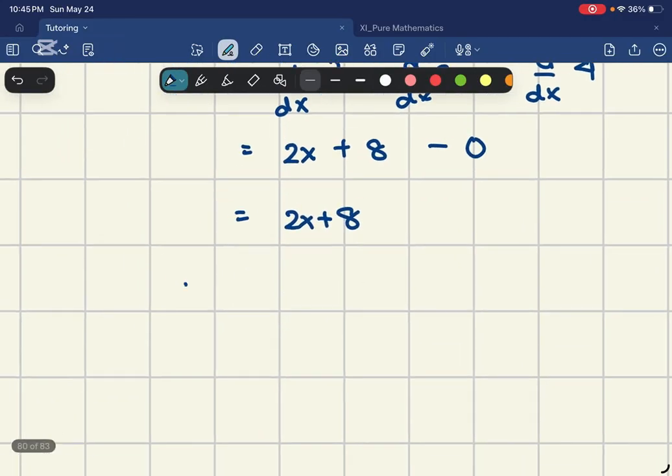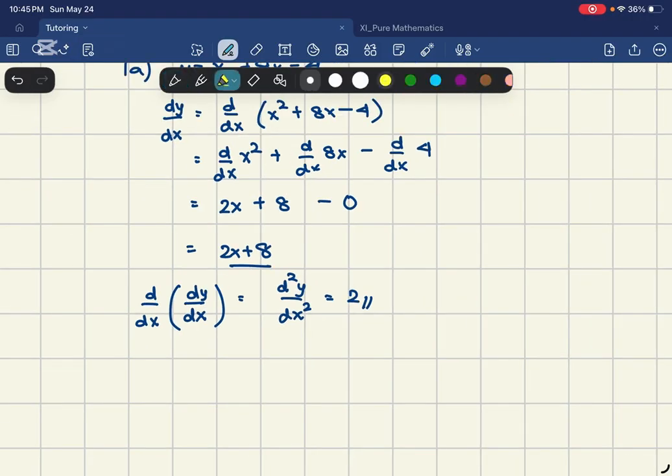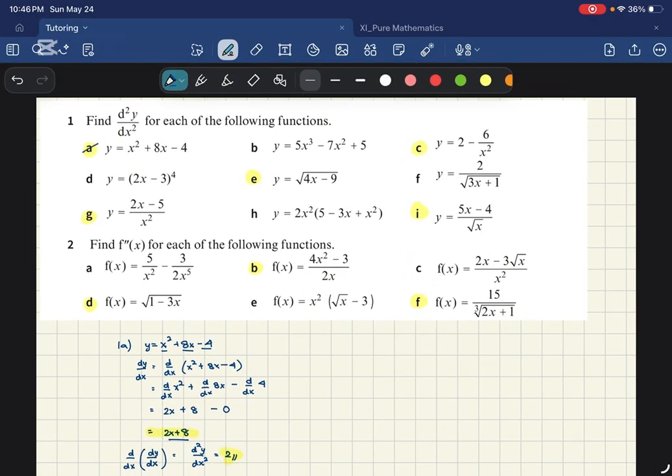And now we need to differentiate this again. That is going to be your second derivative. So this is d squared y by dx squared. And if you differentiate this, you're going to get 2. So that is your answer. So let me have my laptop by my side so I can check my answers. But pretty much, the second derivative, which is what the question asks you to find, is going to be 2.